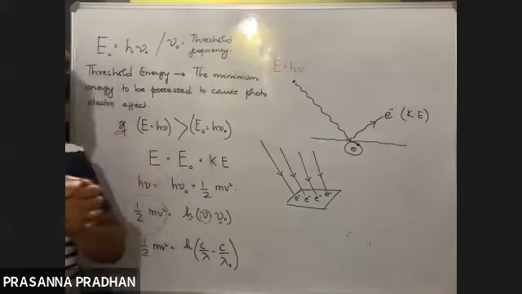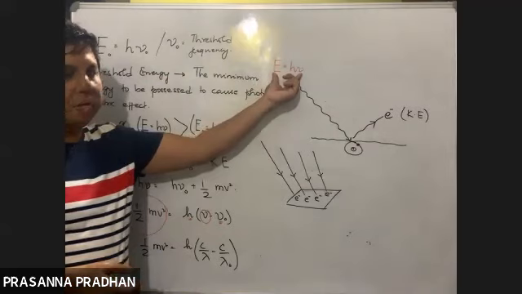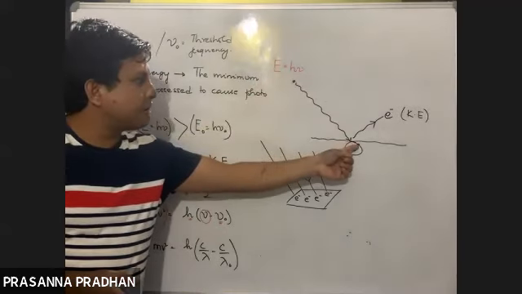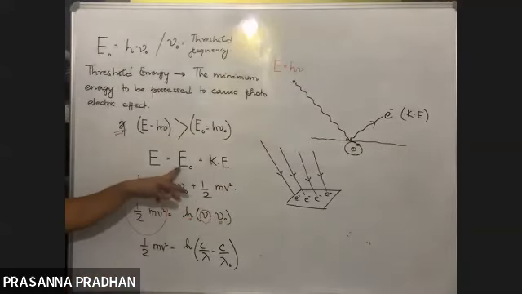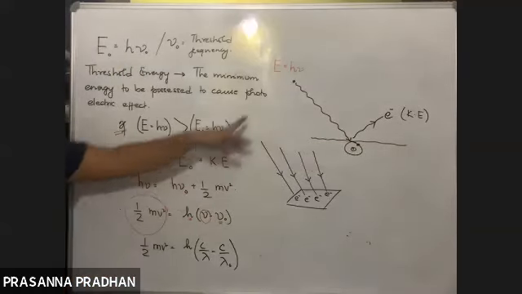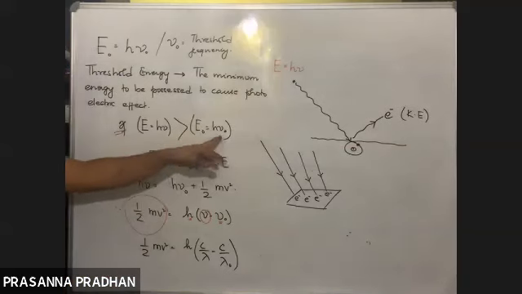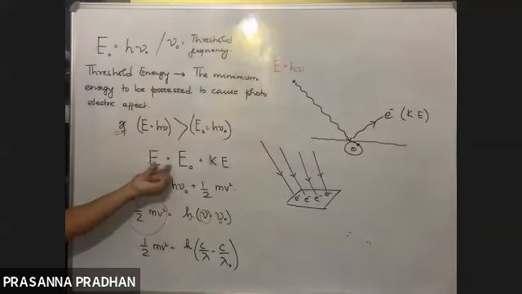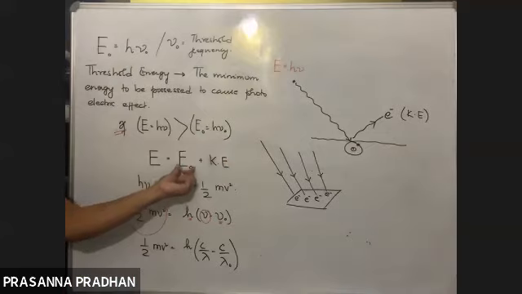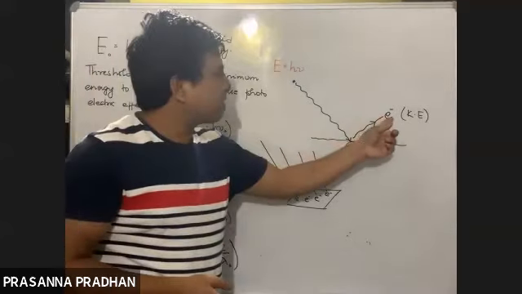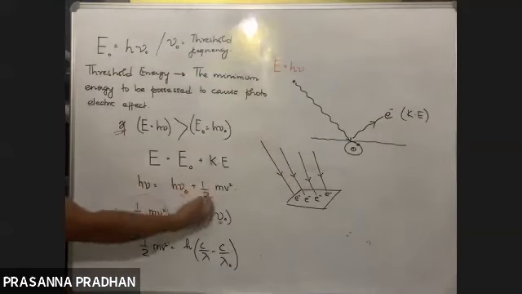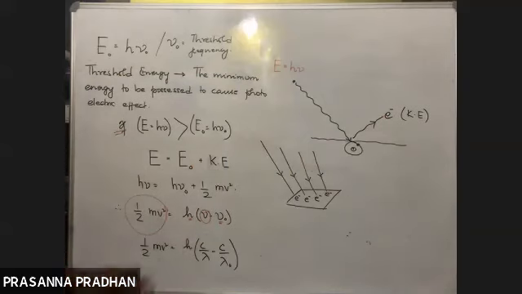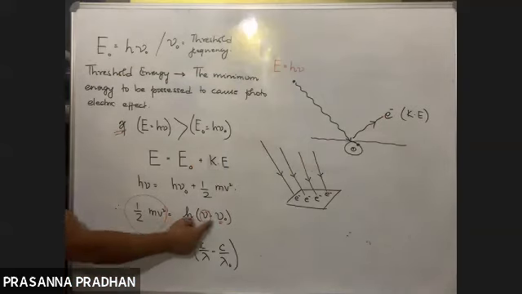Now, out of the total energy h mu, what is the amount of energy required to eject the electron? The amount of energy required to eject the electron is E naught, or h mu naught. But the energy is greater than h mu naught, so out of this energy E, this much is used to eject the electron. The remaining is supplied to the electron in the form of kinetic energy. According to Planck's quantum theory, E equals h mu, E naught equals h mu naught, so rearranging, kinetic energy equals h times (mu minus mu naught).